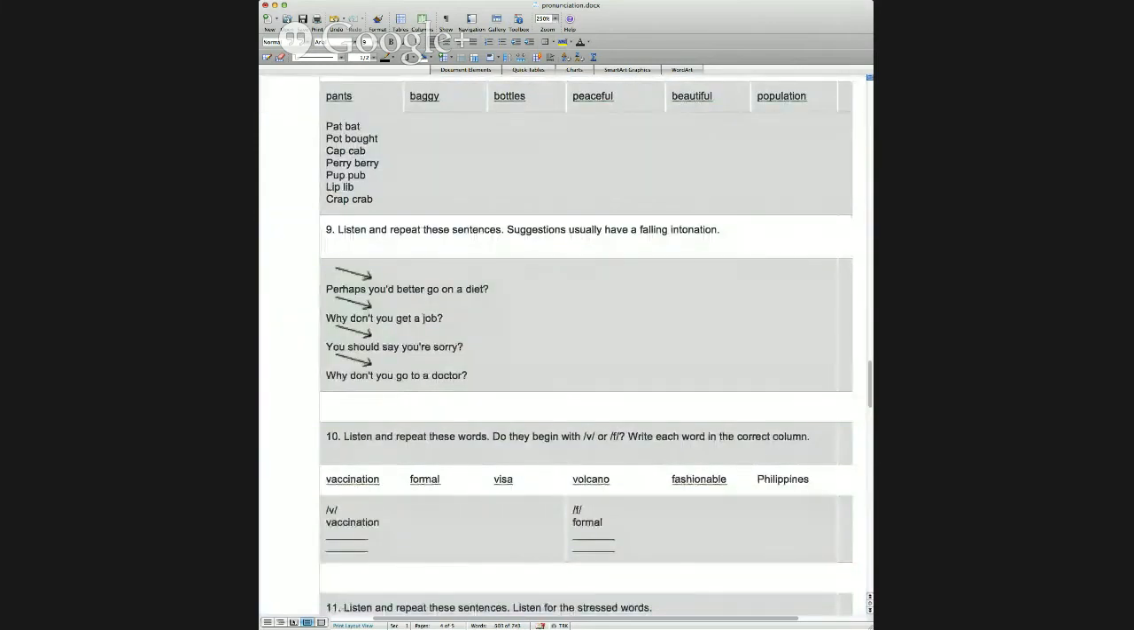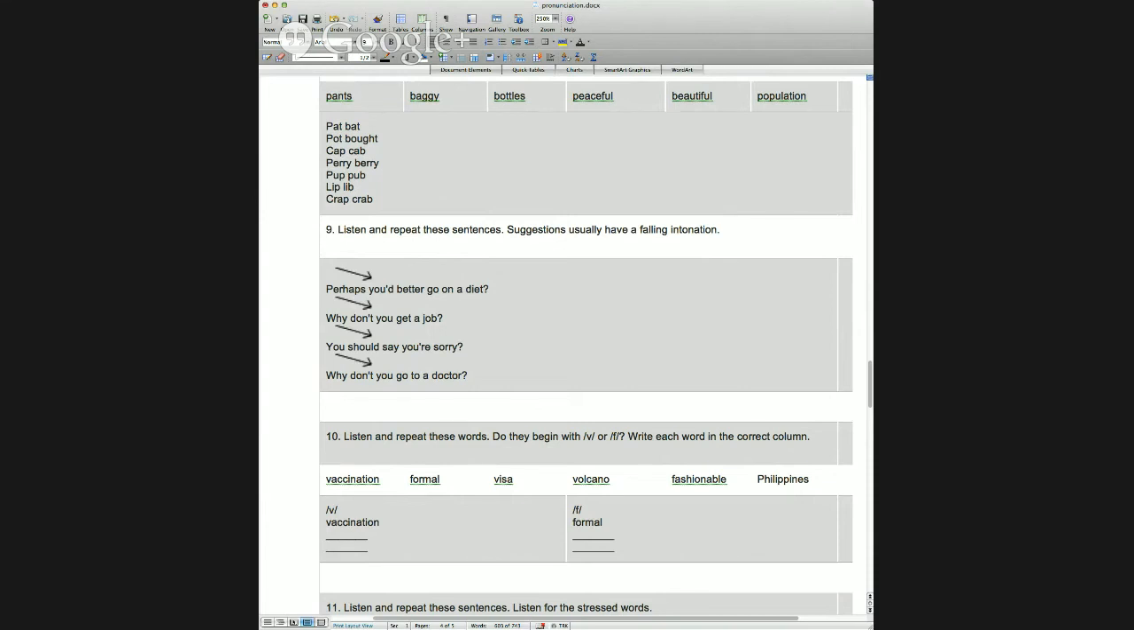Okay. So again, these sounds are really the most difficult at the end of the word. So repeat after me. Pat, bat. Pet, pat, bat. Pot, bought. Pot. Good.